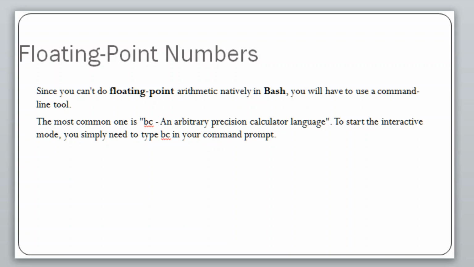We also have floating point numbers. Since you can't do floating point arithmetic natively in Bash, you will have to use a command line tool. The most common one is BC, an arbitrary precision calculator language. So to start the interactive mode, you simply need to type BC in your command prompt.